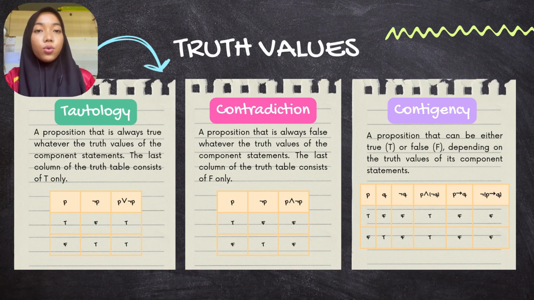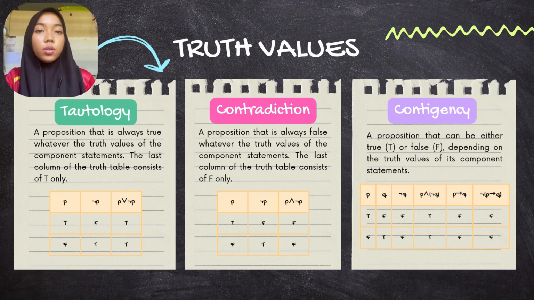If P is true, the statement is true. If P is false, negation P becomes true, so the whole statement is still true. So a tautology can never be false. Next, contradiction. A contradiction is a proposition that is always false, regardless of the truth values of its component statements.